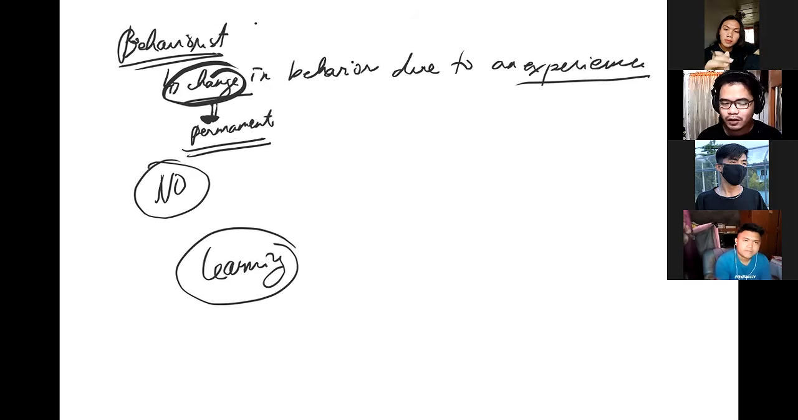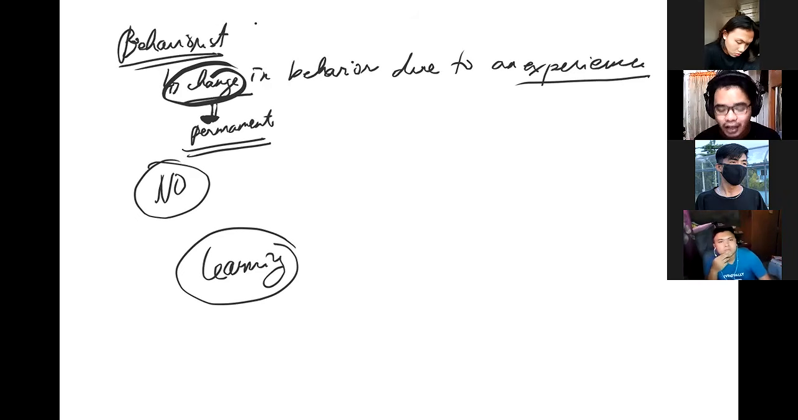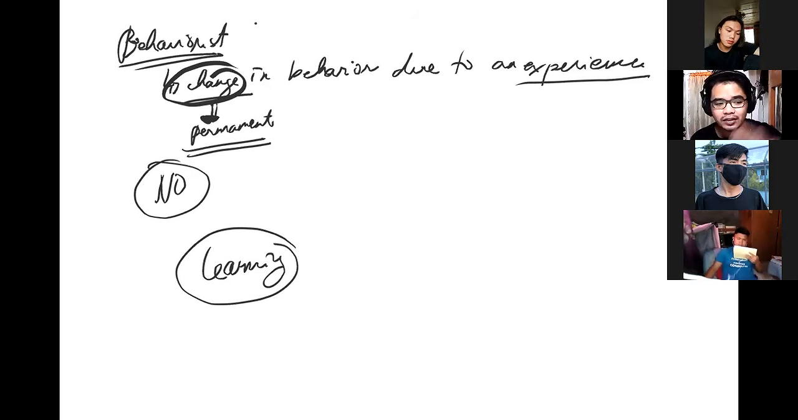Na-demonstrate mo lang nung kayo ay nag-practical exam. Pero pagkatapos ng practical exam, wala na. Question, was that learning? The answer is no. Why? Because there was no permanence in that change in behavior. In other words, as teachers, we are there to teach, to facilitate learning, to make a change in behavior become permanent to our learners. That's the first thing that we need to understand.